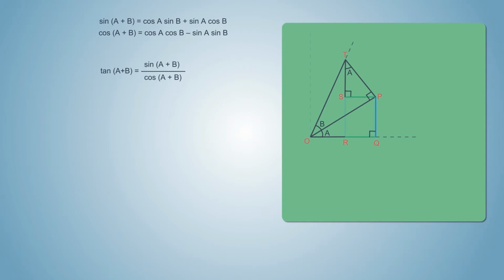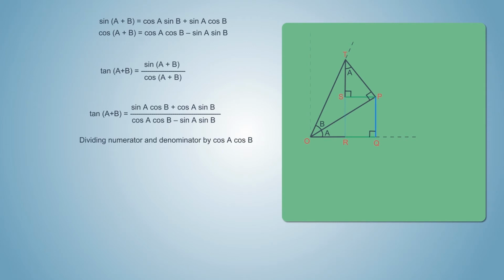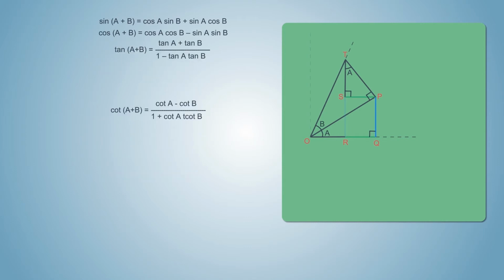To get tan A plus B, we simply divide sin A plus B by cos A plus B. Dividing numerator and denominator of tan A plus B by cos A cos B, we get tan A plus B equal to tan A plus tan B upon 1 minus tan A into tan B. Similarly, we can find cot A plus B equal to cot A cot B minus 1 upon cot A plus cot B. So we have learned that if we know sine and cos of the angles A and B, we can find sine and cos of A plus B.